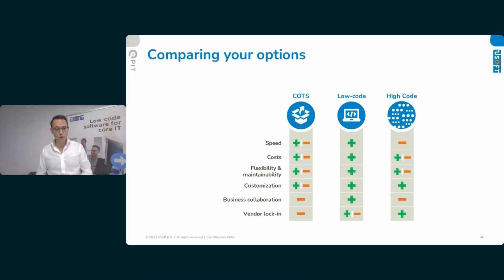Now, one of the benefits of low-code technology, and that could be for application development, for integration, or any other type of software that you need, is that it actually provides a lot of the combined benefits of commercial off-the-shelf and high coding. So it provides standard building blocks, speed of development, ease of customization, but it also allows for things that are very specific to you.